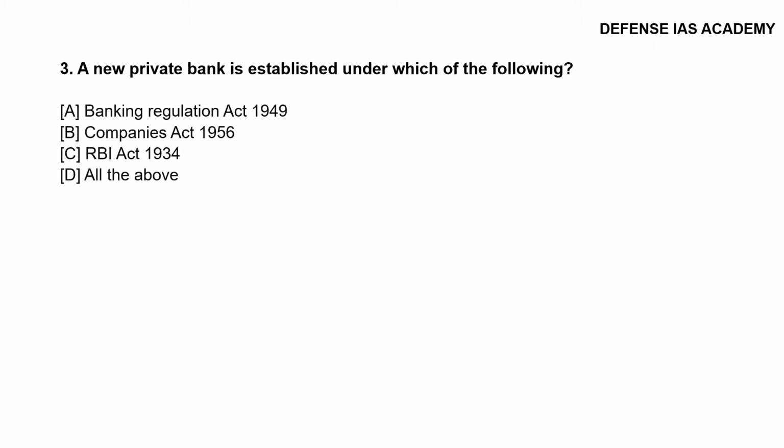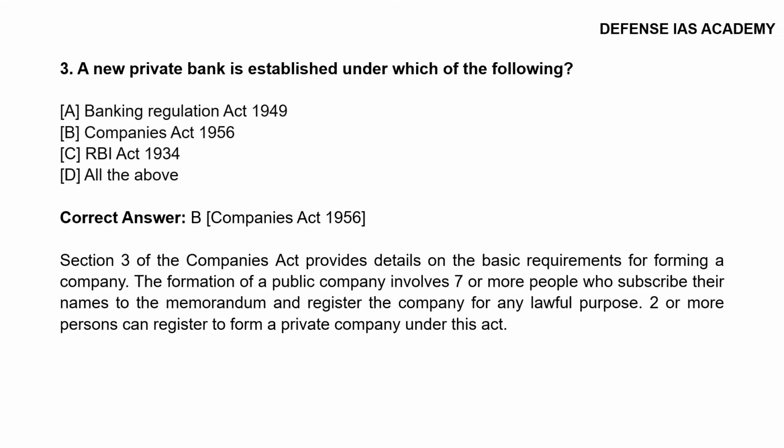Question number 3. A new private bank is established under which of the following? Now the correct answer is option number B, Companies Act 1956. Section 3 of the Companies Act provides details on the basic requirements for forming a company, how a company should be formed. The formation of a public company involves 7 or more people who subscribe their names to the memorandum and register the company for any lawful purpose.